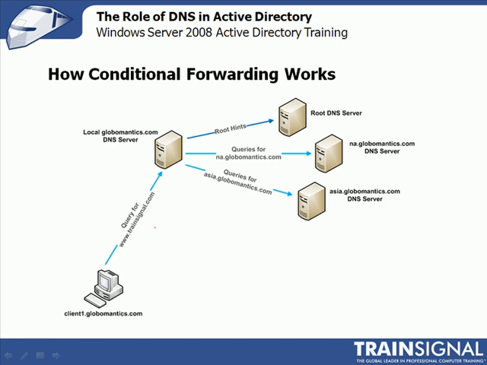Now, if we were to look for www.trainsignal.com, where are we going to go? Yep, we're going to go just like before. We're going to go to our root hints. Why? Because we don't have a conditional forwarder set up for the trainsignal.com namespace. So that's how conditional forwarding works.